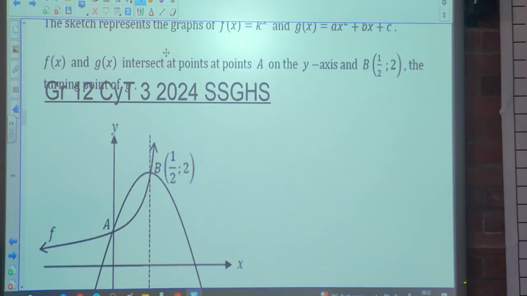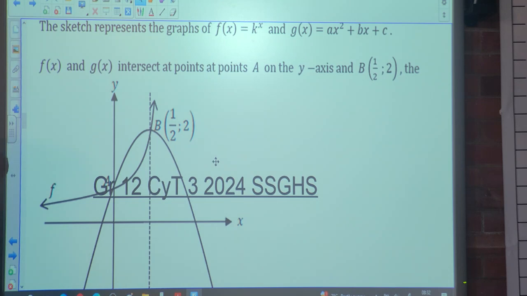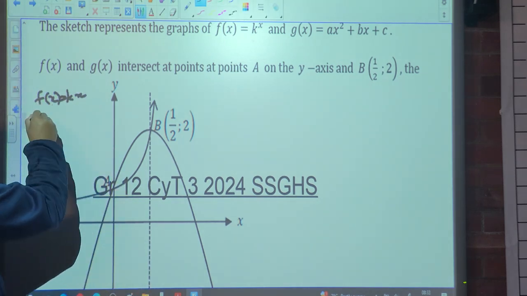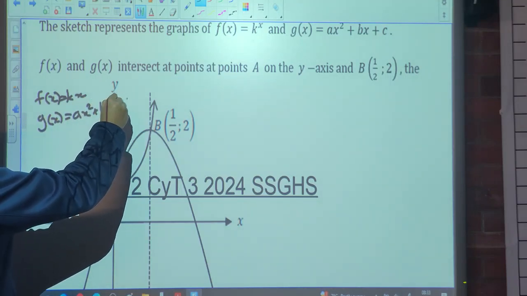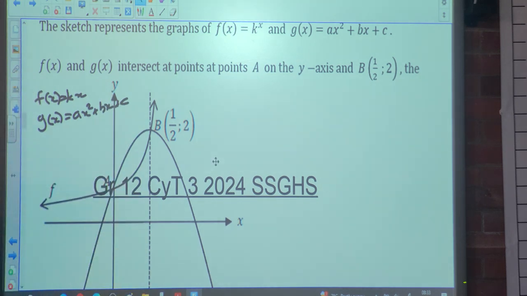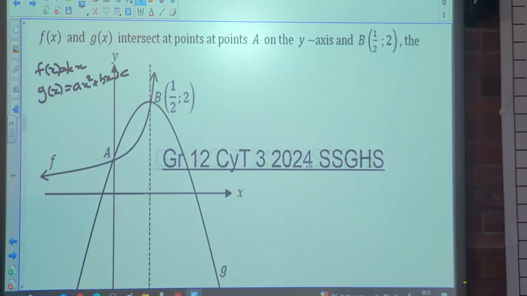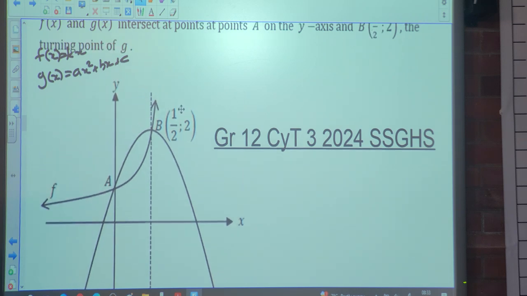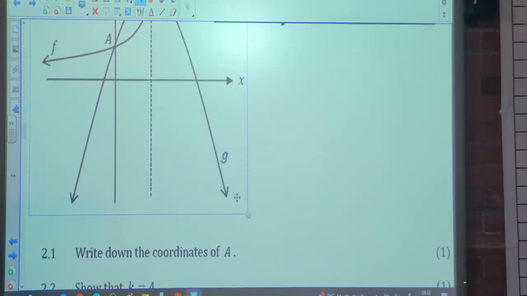Question 2. We are told that the sketch represents a graph of f of x equal to k to the x, and g of x is equal to ax squared plus bx plus c. We are told that f and g intersect at point A, which is the y-intercept, and B, which is the turning point of g.